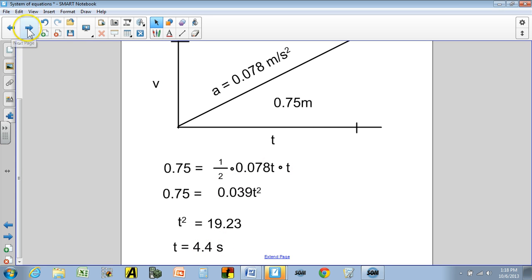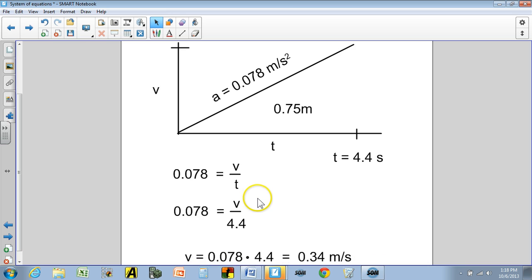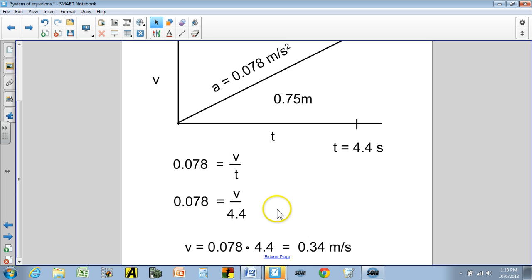Now that we have the time, we can go back and plug that into our equation for slope, and we can figure out the velocity. So if our slope goes from 0, we can figure out our rise, which is our velocity. Velocity over 4.4 is equal to 0.078. So we multiply both sides by 4.4, and we find that the velocity is 0.34 meters per second.